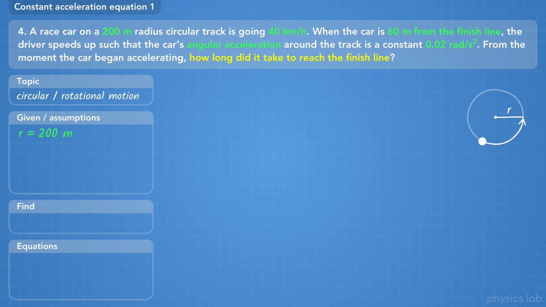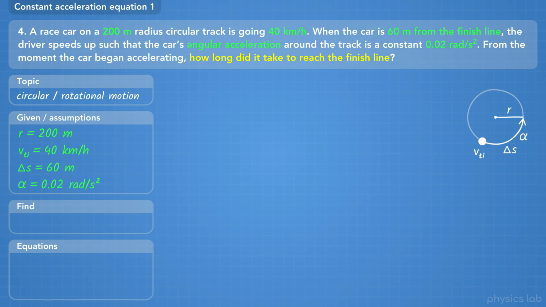At this point, the car is going 40 kilometers per hour, so let's record that as the initial tangential velocity, v sub ti, and label the picture. The car is 60 meters from the finish line, so that means the car would travel a tangential displacement, delta s, of 60 meters to get from this initial point to the finish line. Since the velocity given to us is positive, and we're not given any other direction, we'll assume the car is traveling counterclockwise.